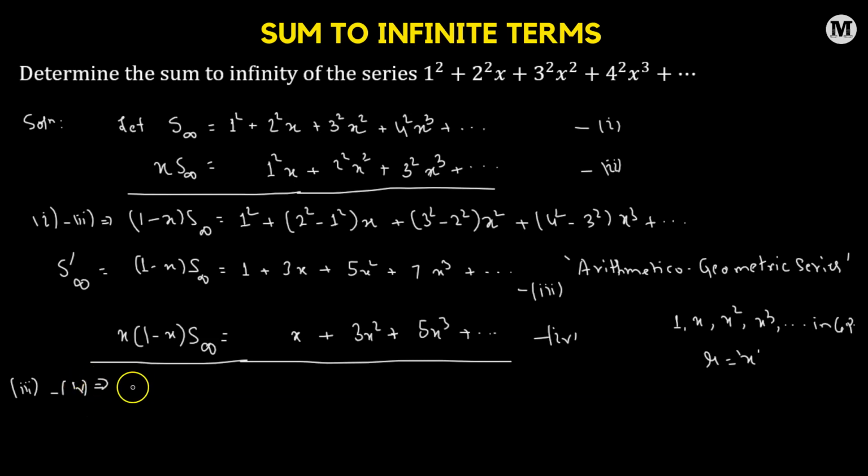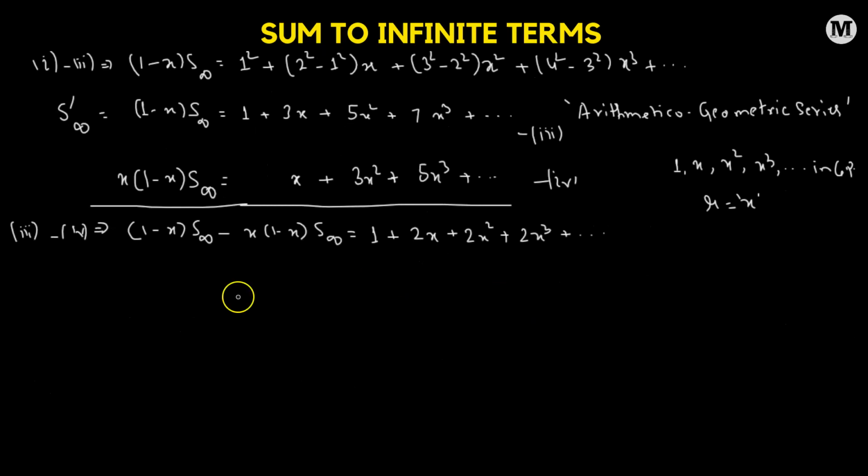Now when we do 3 minus 4, we have 1 minus x multiplied to the sum up to the infinite terms minus x times 1 minus x times the sum up to infinite terms. So that will be equal to, we have the first term as 1. Next term will be 3x minus x, so that gives us 2x, added to 5x squared minus 3x squared, so that's 2x squared, added to 7x cubed minus 5x cubed, so that's 2x cubed. So this is going to continue. Now on the left hand side, we can take 1 minus x as the common factor. We're also going to take S up to infinite terms as the common factor. So that means it will get multiplied to 1 minus x. That will be equal to 1 added to.